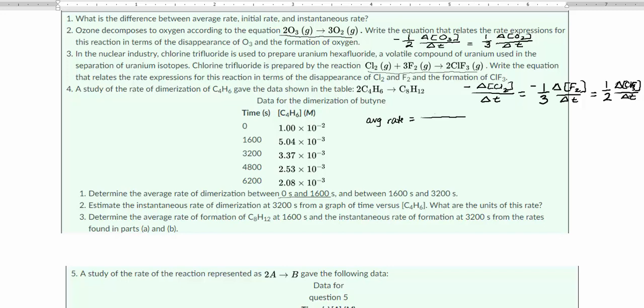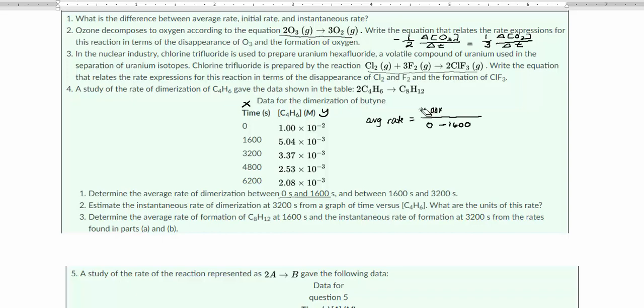Remember, the average rate is going to be rise over run. It's the slope. So you need to know that time is on the x-axis and the concentration is on the y-axis. We're told we need to look between 0 and 1600. In a case like this, it shouldn't matter which order you put things in, as long as you keep your point data together, you should be fine. And what I mean by that is if I put 0 first, then that means the y value for 0 needs to come first.